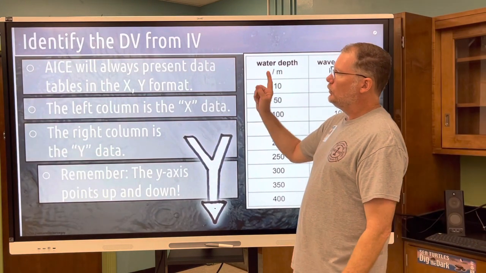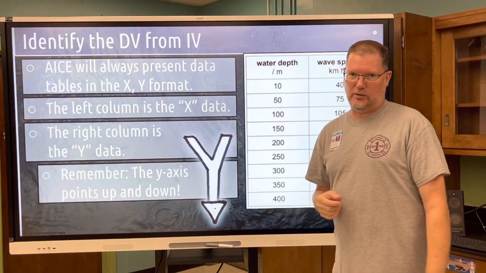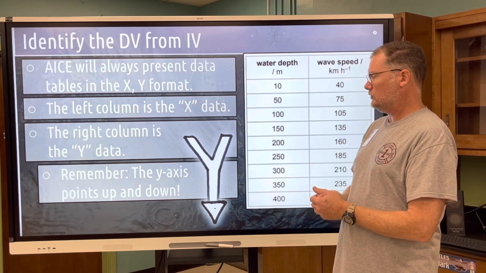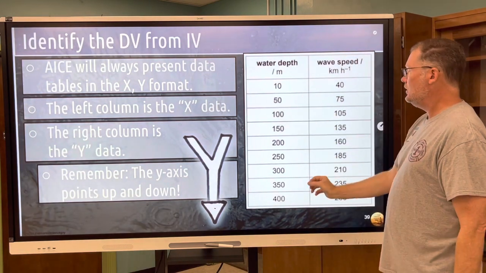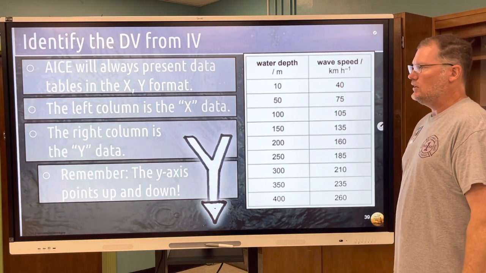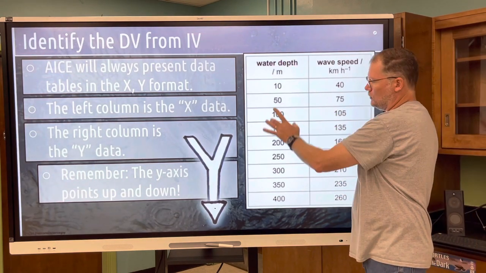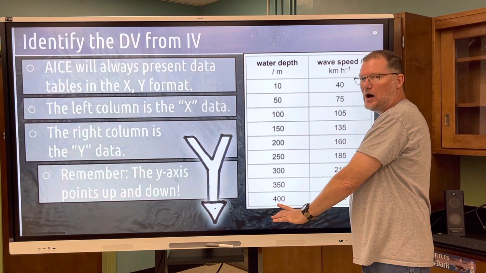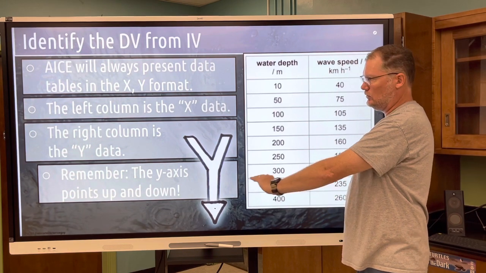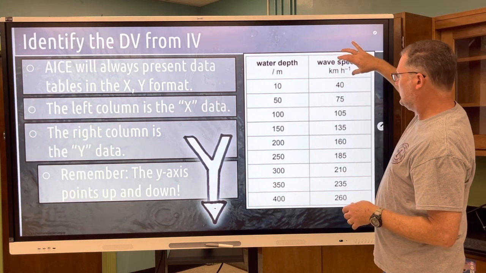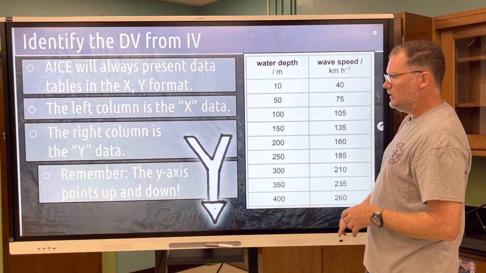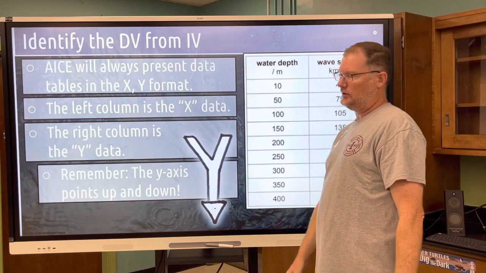So you're identifying the dependent variable from the independent variable. That's what this is talking about. So ACE will always present data tables in the X and Y format. The left column is going to be your X, so that's going to be on the bottom of your graph, the horizontal, and the Y is going to be the vertical, okay? And so remember the Y axis always points up and down.